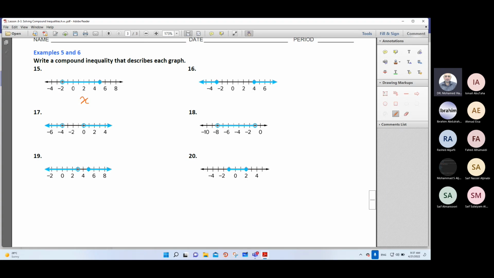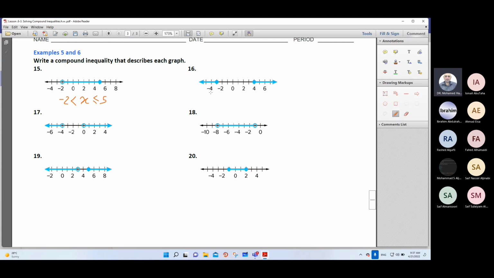As you see here, we have a shaded circle, which means we can write less than or equal because we have a shaded circle. Here we have an open circle, which means we can write just greater than without equals. Then what is the value here? -2. And what is the value here? 5.